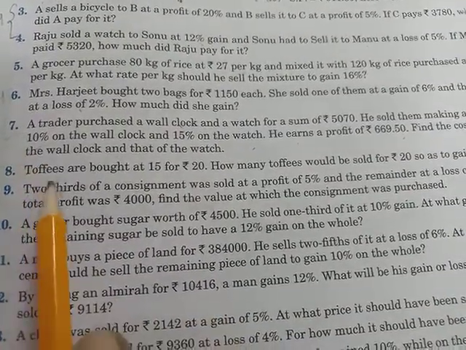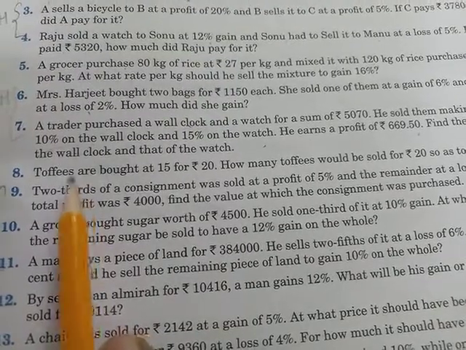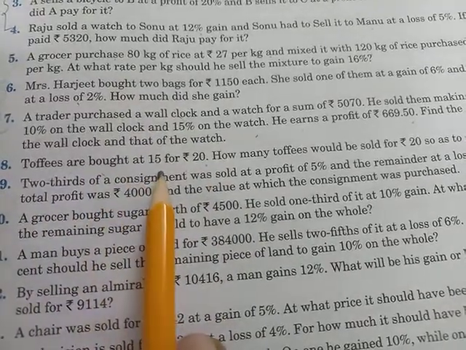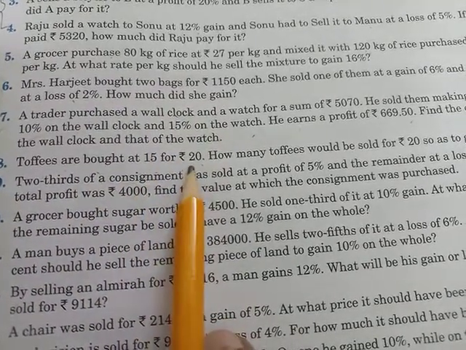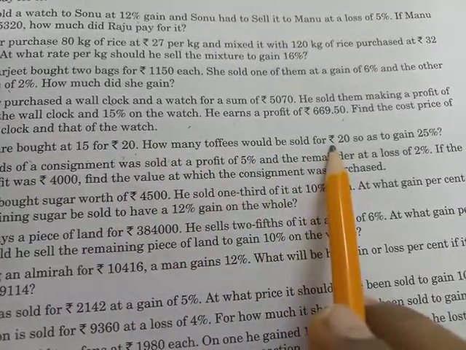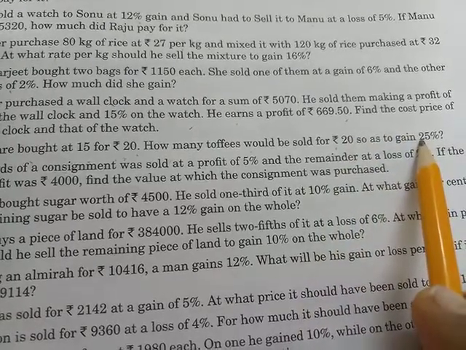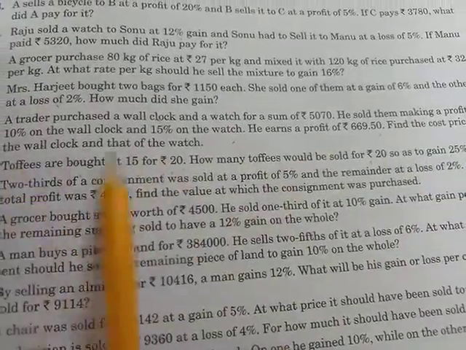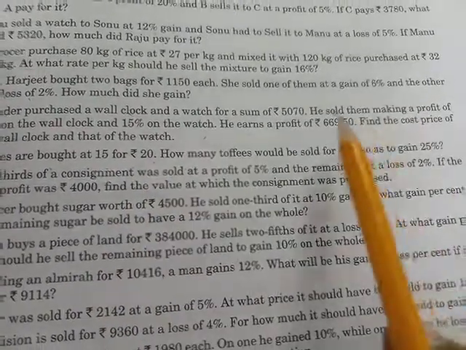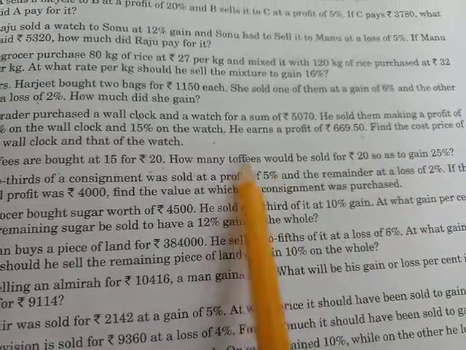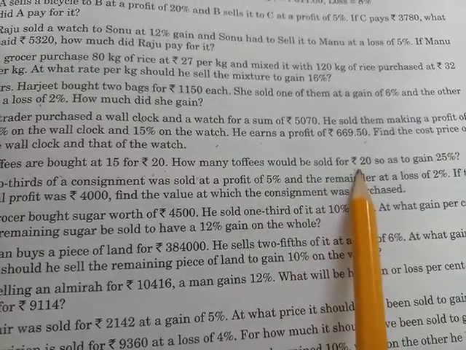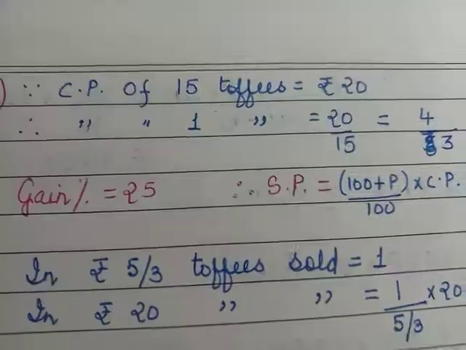Now I discuss question number 8 with you. Toffees are bought at 15 for rupees 20. What does it mean? That means 15 toffees are purchased for rupees 20. How many toffees would be sold for rupees 20 so as to gain 25%? So we know the cost price of the toffees and we know the profit percent. So we can calculate the selling price, and then we can calculate for how many toffees can be sold for rupees 20.